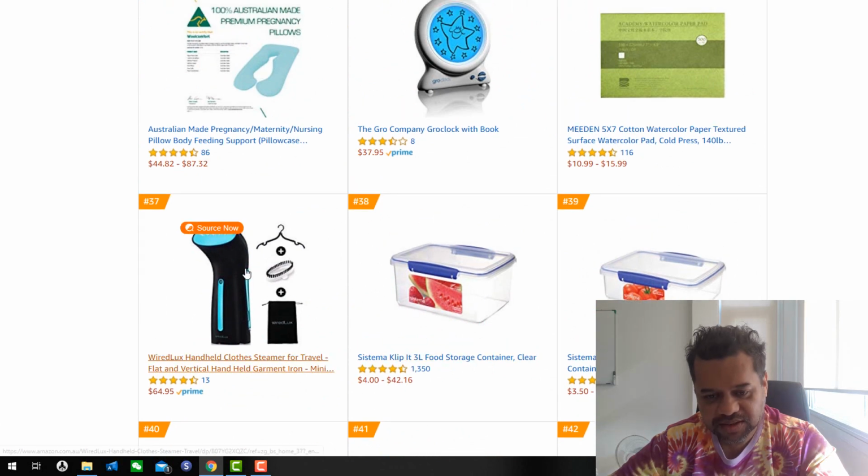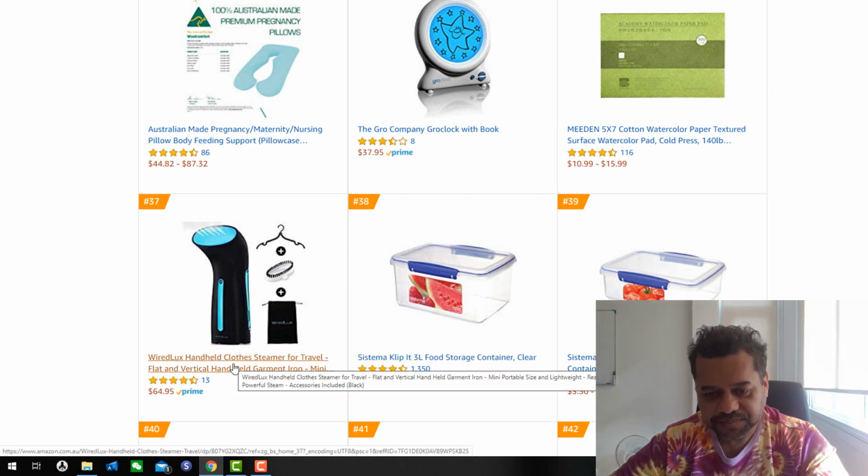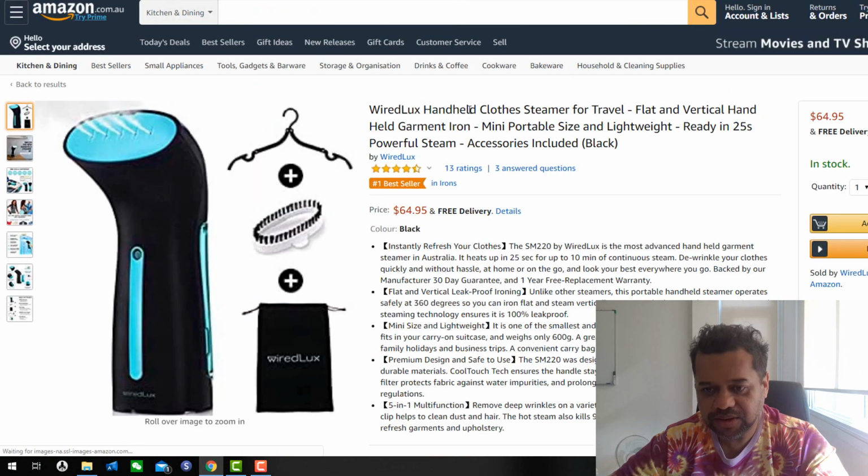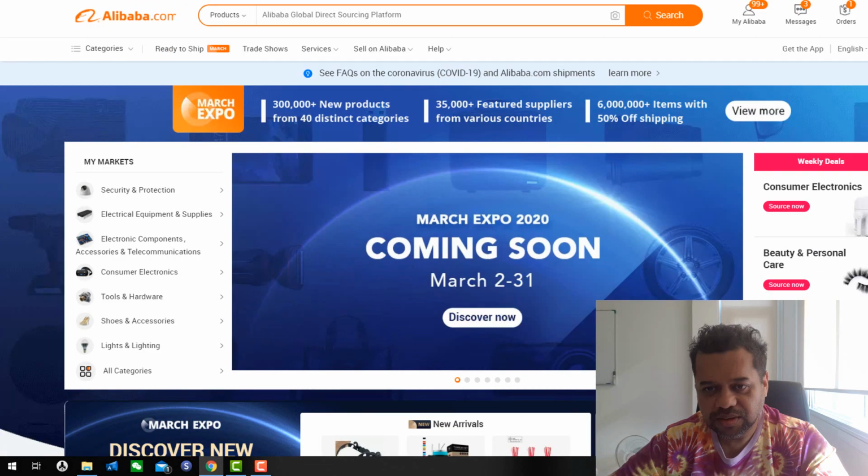So what's this one here? This is a handheld clothes steamer. So that looks interesting. The first thing I will do is scroll over the item. Let's click onto this and see the main keyword, which would be handheld clothes steamer for travel, maybe. So that's probably the first thing I would do.